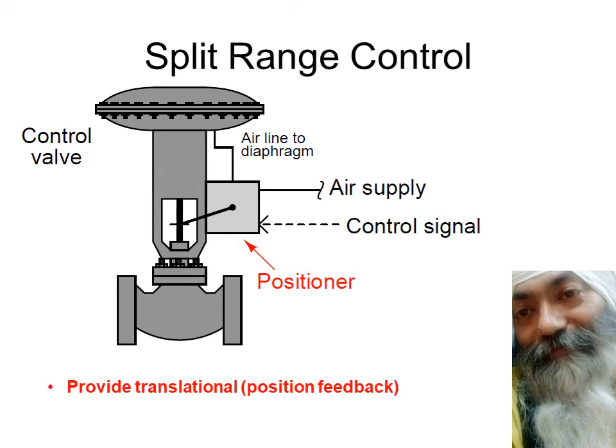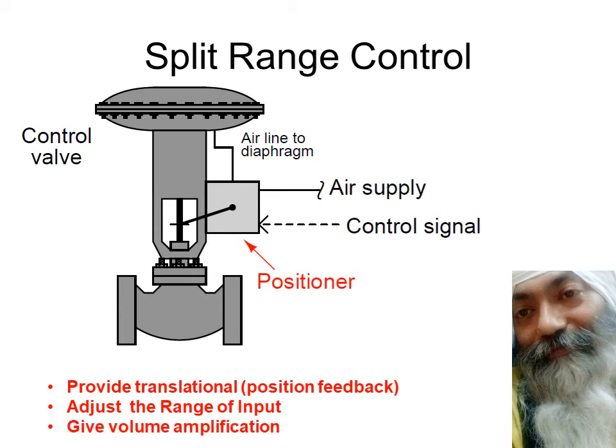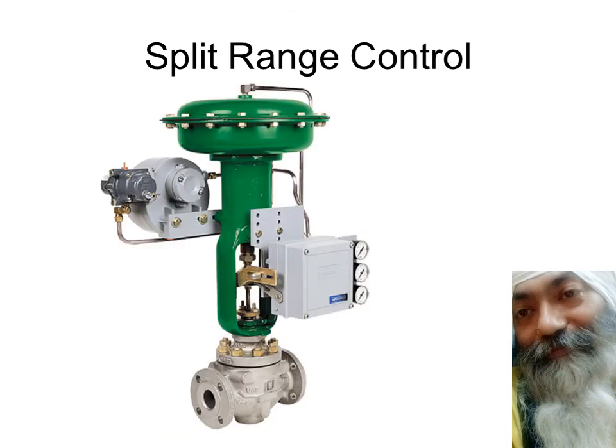That is to provide transitional, that is position feedback, to adjust the range of input, as I have already been harping on this point again and again, and finally to give the volume amplification. What you have seen over here is the schematic of a control valve with the valve positioner. How this positioner looks like, you can also see in the labs, as you shall be attending, or you will be seeing it in the next slide.